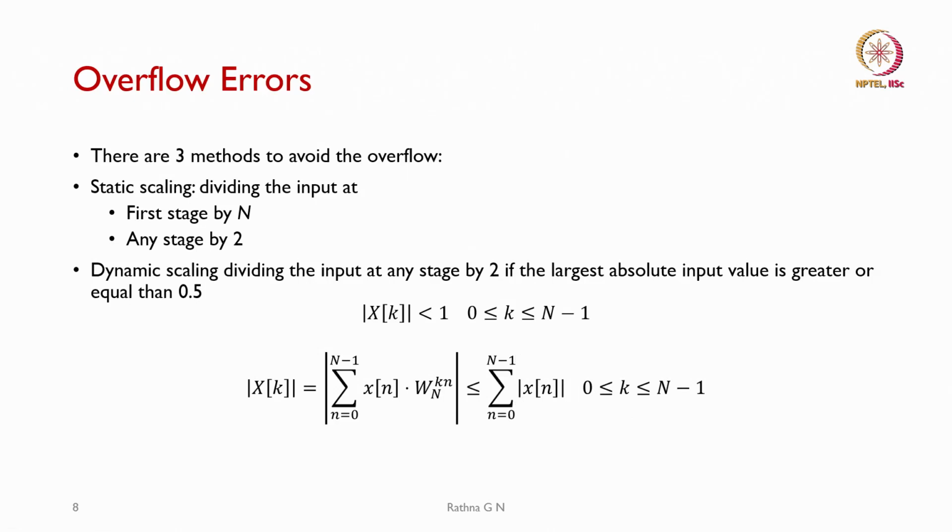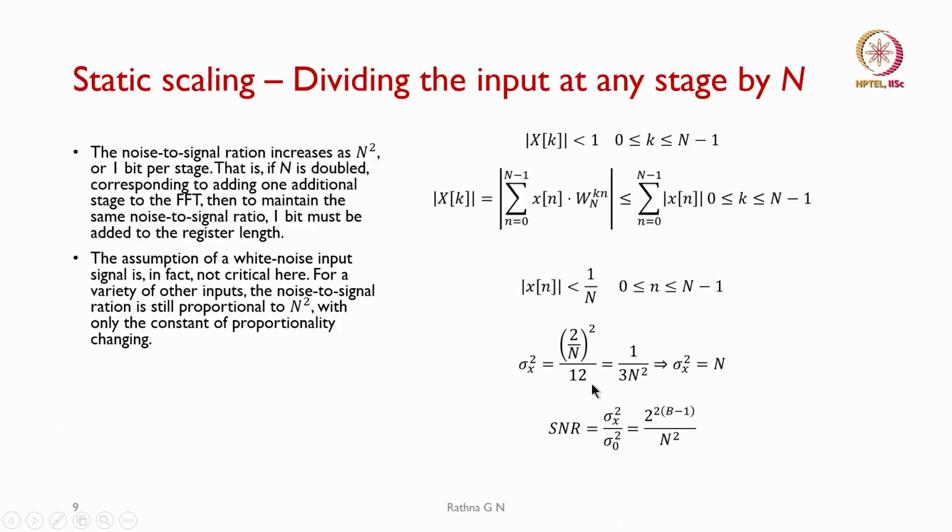If we have more than n minus 1 stages, the addition can be taken care of in our accumulator by having guard bits, and later on we have to do the scaling. The first one, which we said is static scaling, is dividing the input at any stage by n. What happens is the noise to signal ratio increases as n squared, or we call it 1 bit per stage.